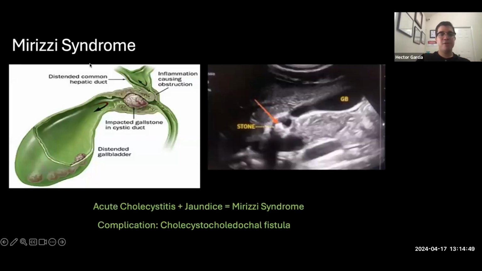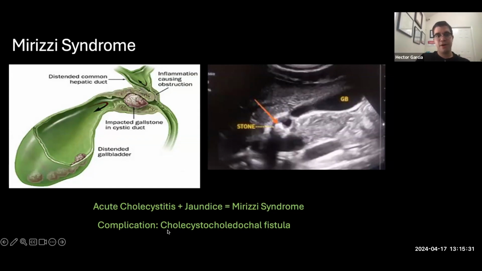So the next one is Mirizzi syndrome. It sometimes shows up on exams. I remember seeing this in UWorld, but the way that I think about this is acute cholecystitis plus jaundice. Acute cholecystitis, like I said before, is when the stone gets lodged in the cystic duct, but it does not cause jaundice. If it were to cause jaundice, then that would be Mirizzi syndrome, and it's because the stone blocks the cystic duct but at the same time compresses the hepatic duct. By compressing the hepatic duct, it causes jaundice.